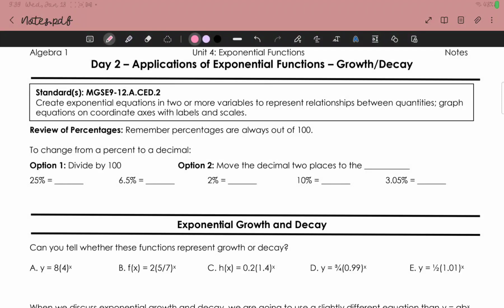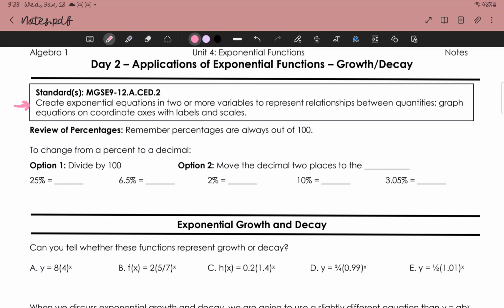This is day 2 of the exponential functions unit, and today is all about growth and decay. And of course we're talking about applications of these. So you can see the standard is here in case you wanted to know exactly what it was that we're learning. So the first part that you need to know is percentages. Percentages are key here in order for us to find our rate for exponential growth or decay.